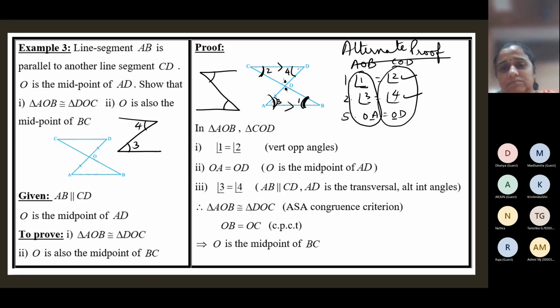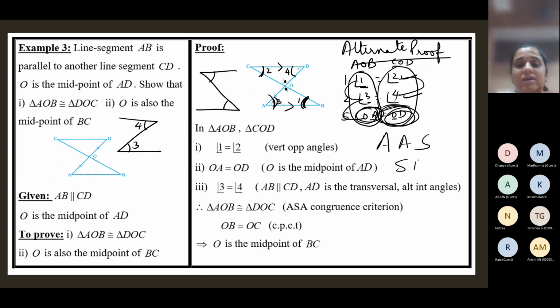Side AB, ma'am. And what about for angle 2 and angle 4? CD, ma'am. But have you mentioned AB and CD? No, we have mentioned OA and OD. So clearly, you have mentioned two angles and not their included side. If you say 2 and 4, the included side is CD, but you have mentioned OD. So here it is AAS, two angles and some other side. You cannot write SAA.